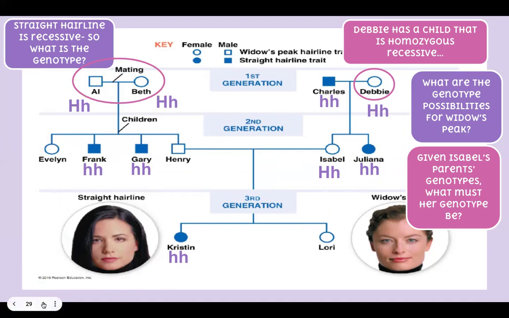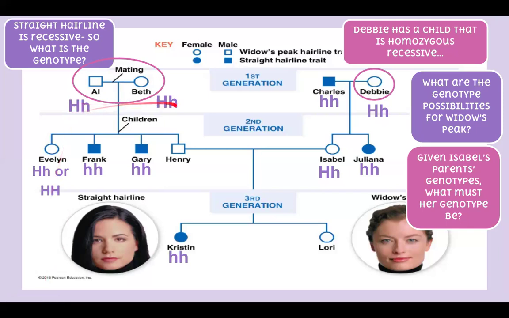Al and Beth have two children who are double little h, so homozygous recessive. So they must both be heterozygous so that they can each pass along one little h and give it to their children. Now they must each have one big H because they themselves have a widow's peak. Now we can also go through and figure out Evelyn and Henry, their other children.